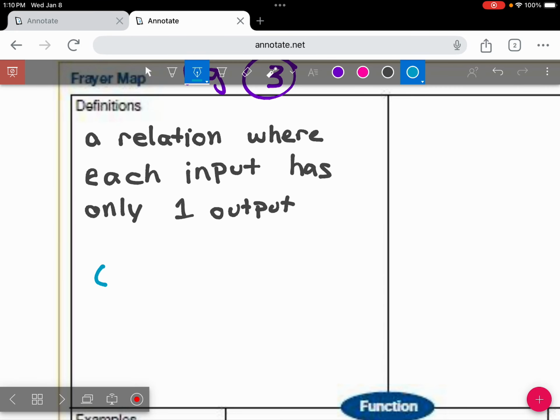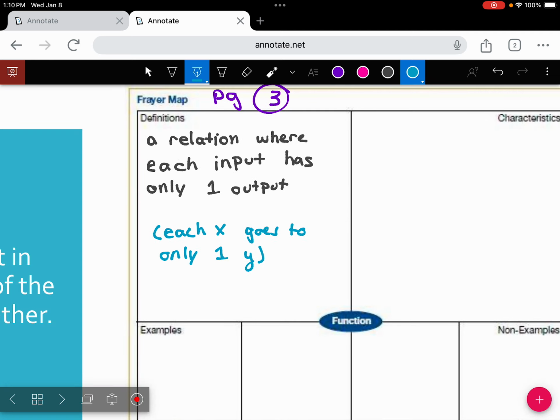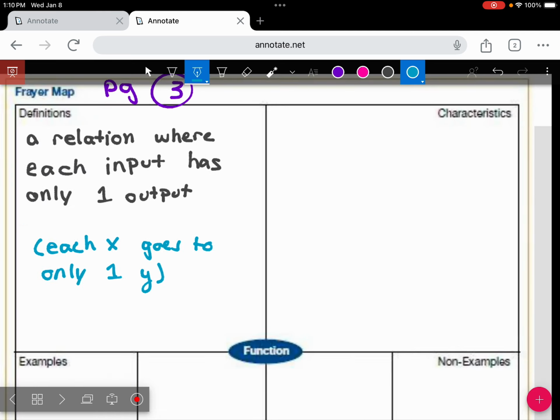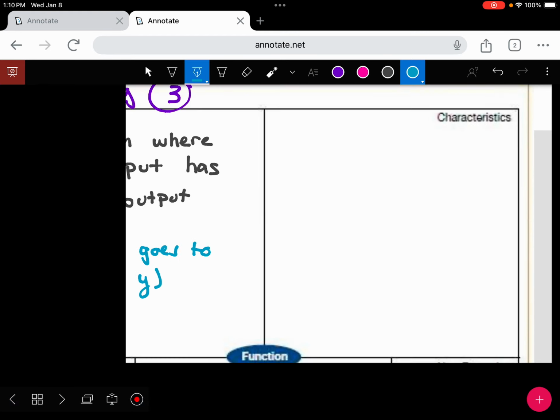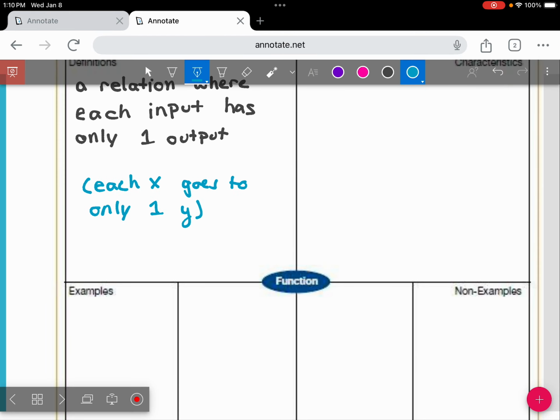Another way of wording that is to say each x goes to only one y. So each x goes to only one y. Y's can get more than one x, but each x only goes one place. So an example of a function, something that we use in real life, is like a vending machine. So I'm going to put that down here. Vending machine.